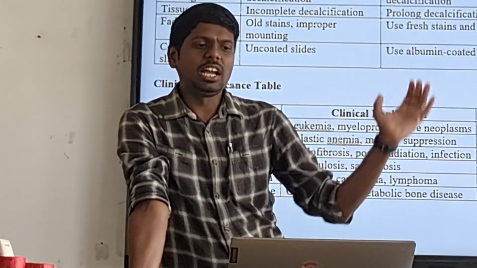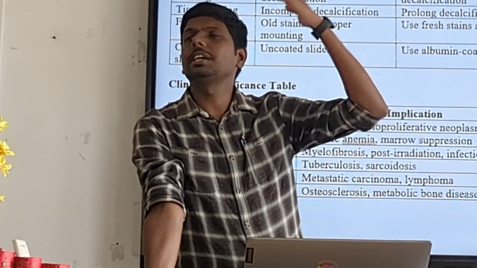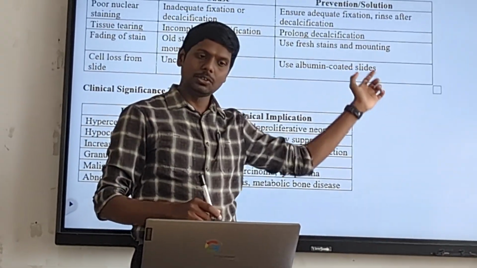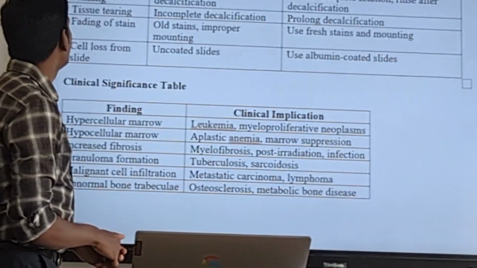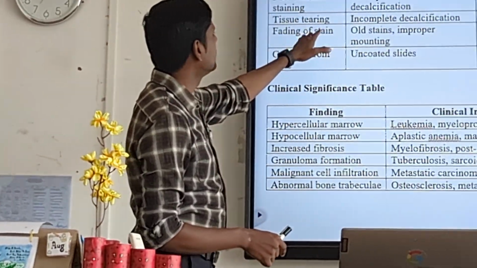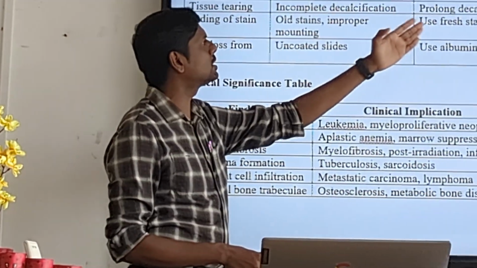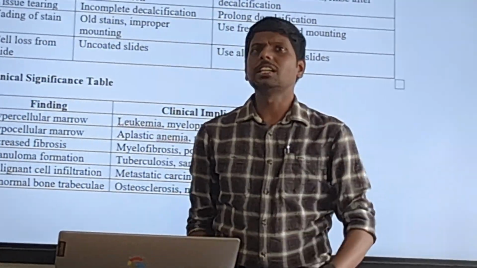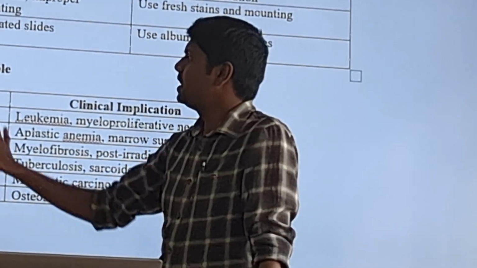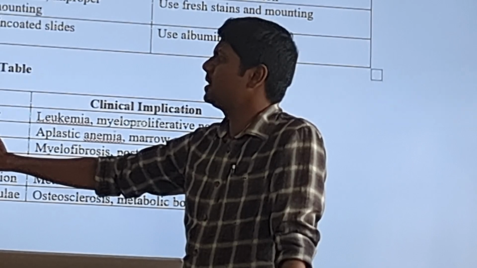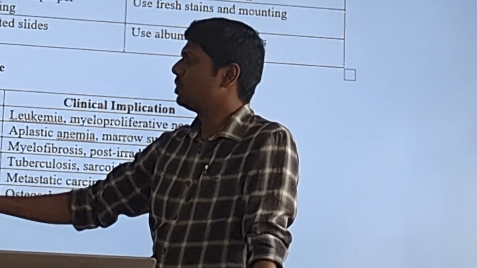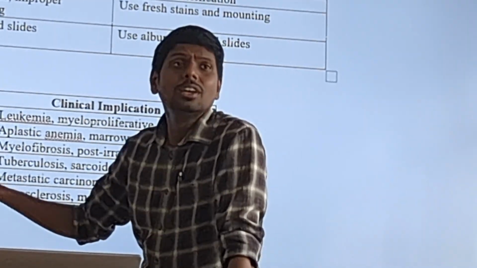That's it. So there is some troubleshooting. You may encounter a problem, and there is a solution. Okay. So some of the problems: poor nuclear staining, maybe inadequate fixation, and its solution, etc. Okay. So what is the major significance of bone marrow biopsy? The significance is to check the hypercellularity or hypocellularity, to check the fibrosis status, to check any granuloma formation.